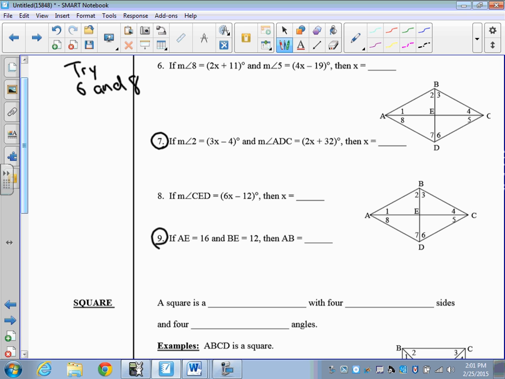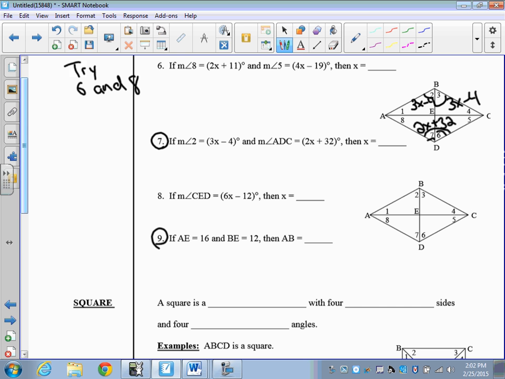So problem 7 says, if the measure of angle 2 is 3x minus 4, and the measure of ADC, so we have ADC, so that's this whole angle here, is 2x plus 32, what is x equal? We should remember from our other picture that all 4 of these little angles will be congruent. So that means that we're going to have 3x minus 4 is equal to angle 3.